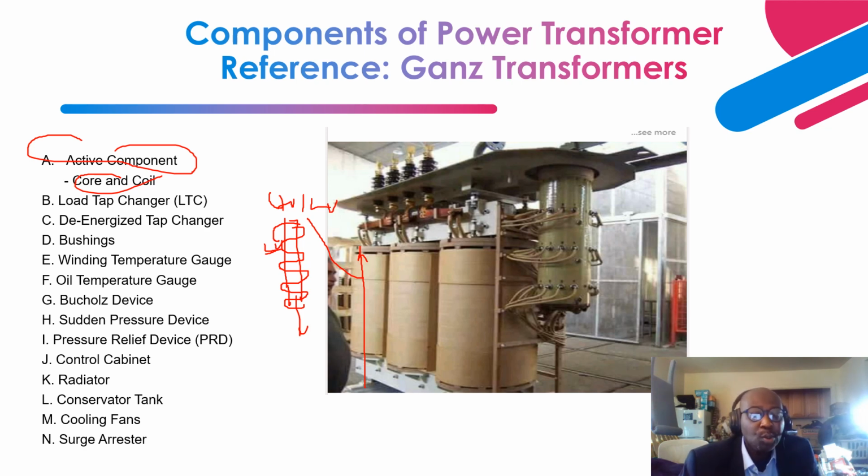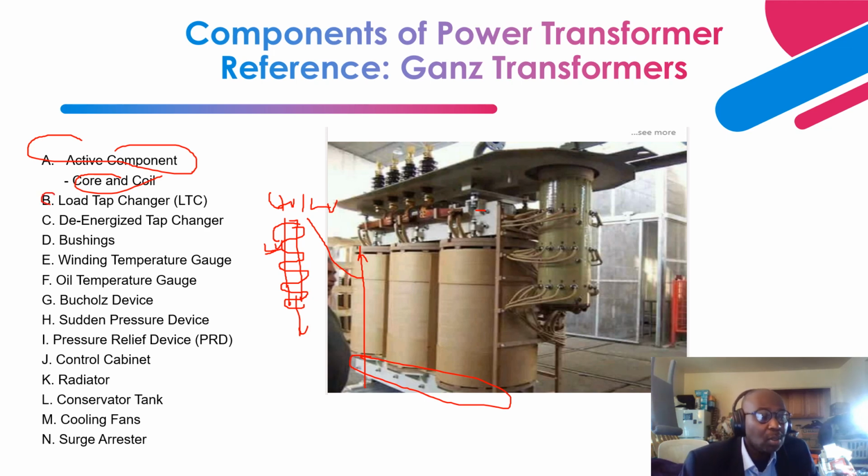Then it also includes your clamping. As you can see over here, the core and clamps. All these form the active component, and the clamping is done so that the transformer can withstand short circuit conditions when it encounters any short circuit whilst in operation, and also to withstand the normal vibrations that occur when the transformer is in normal operating condition.